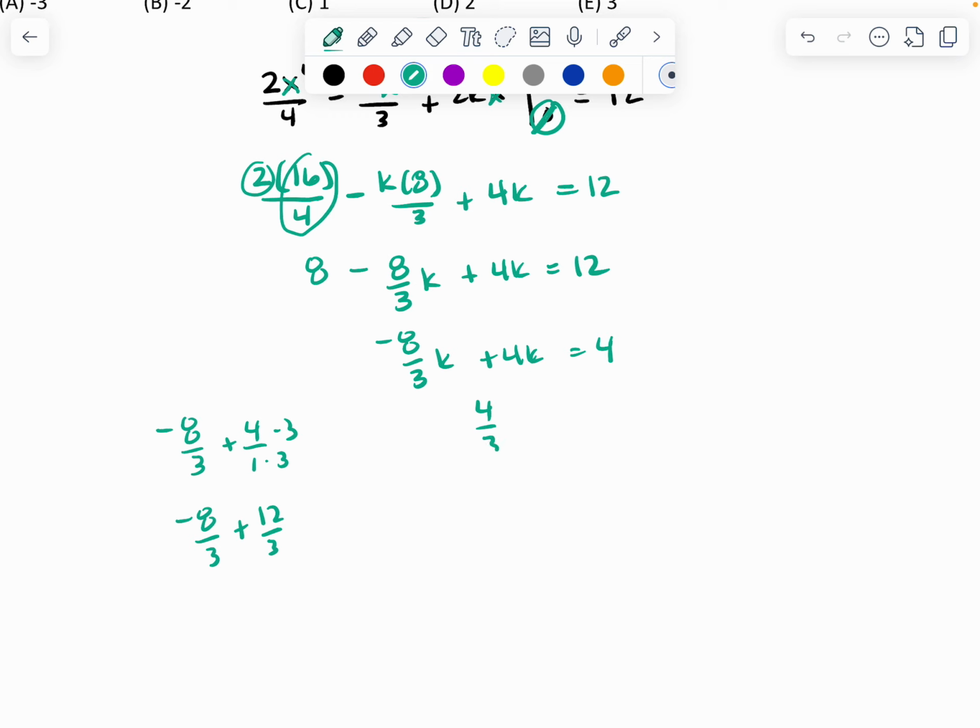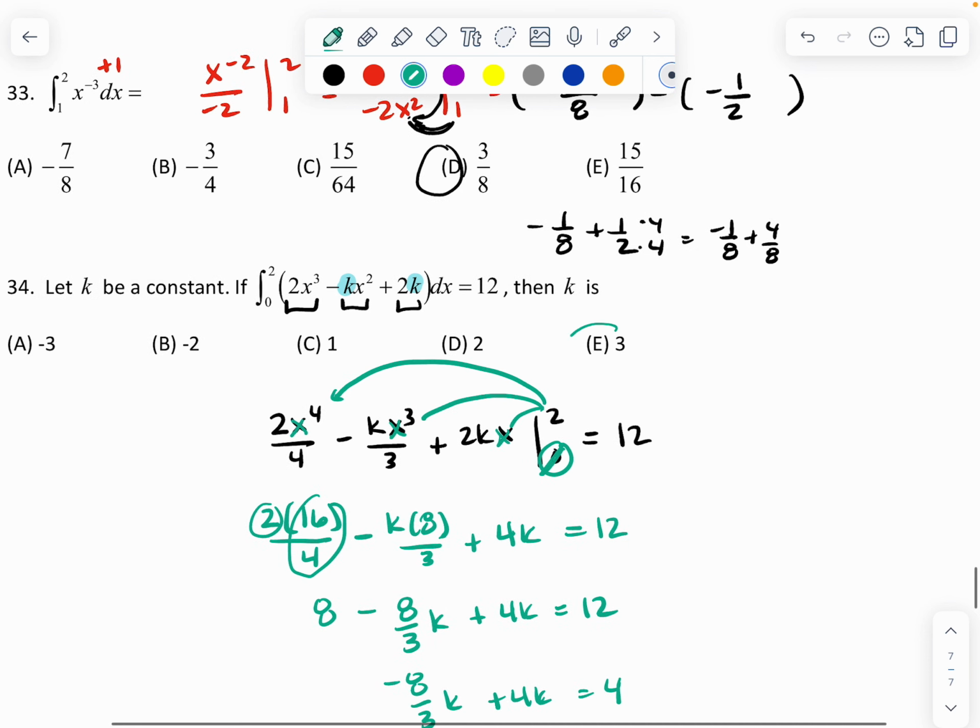So this is 4/3 k equals 4. And then if I multiply by the reciprocal, this is 4 times 3/4. They cancel, so k should equal 3. Oh, there it is. All right.